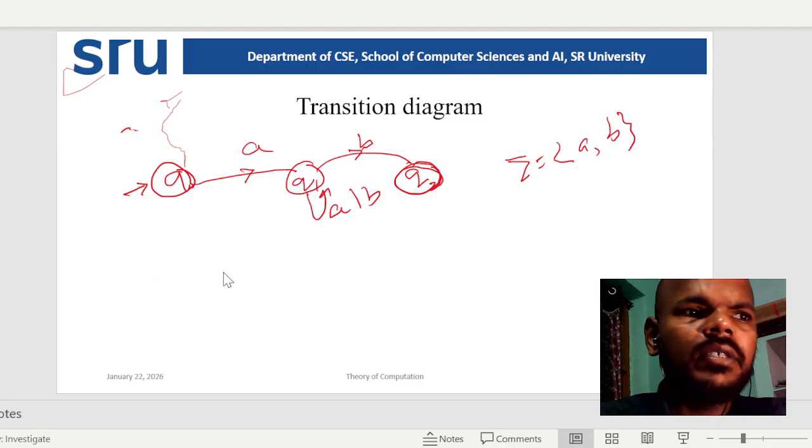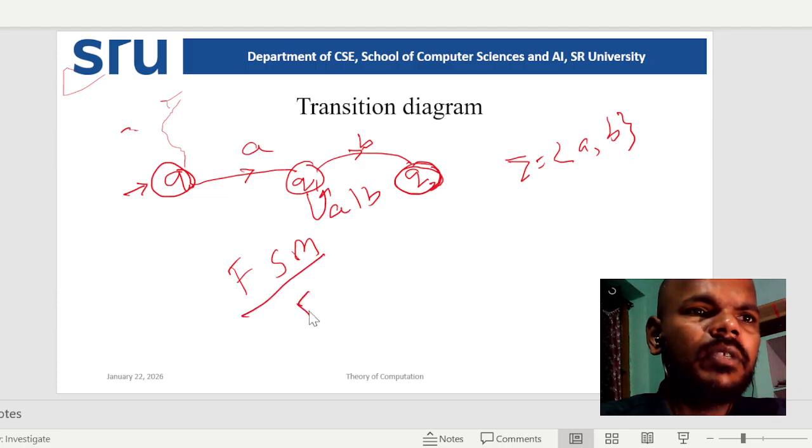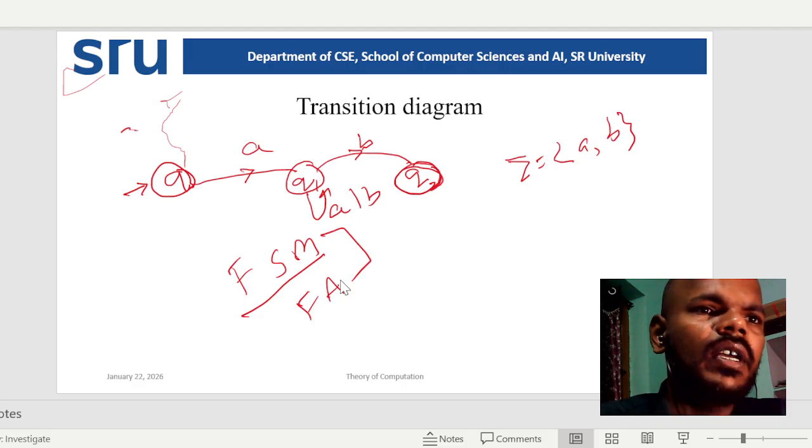A transition diagram is simply a finite state machine. Don't get confused here. What is a finite state machine? Finite automata is a finite state machine. Both are the same, we just call them by different names. We will discuss one more example with the transition table to conclude this topic.